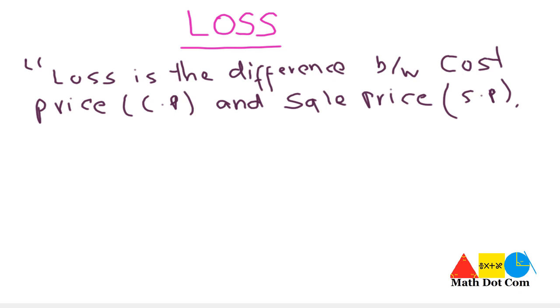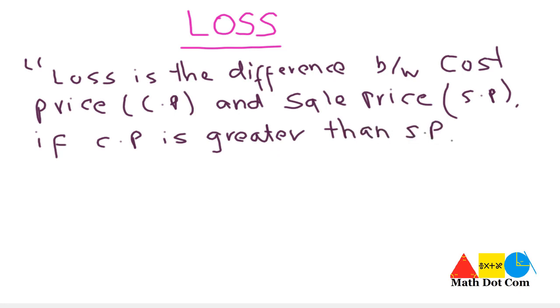Now what is the condition here? Here the condition is if CP is greater than SP, meaning if cost price is greater than the sale price, then you are on loss. If you are a shopkeeper and you have sold something at a price that is less than the cost price, it means you are on a loss.